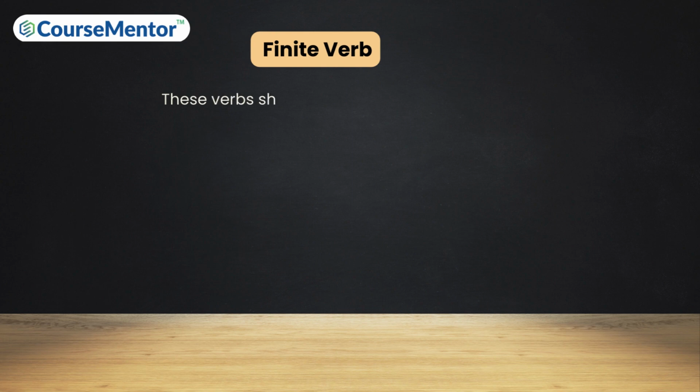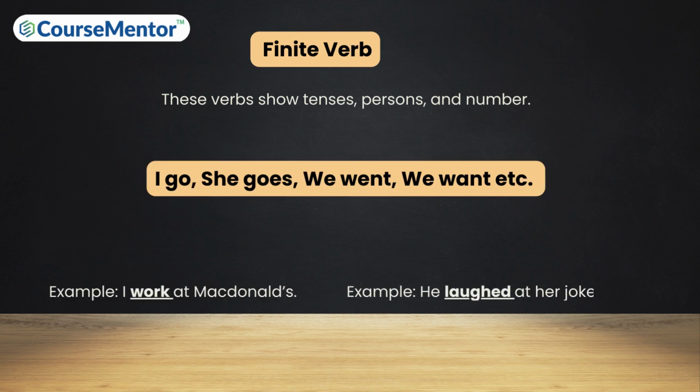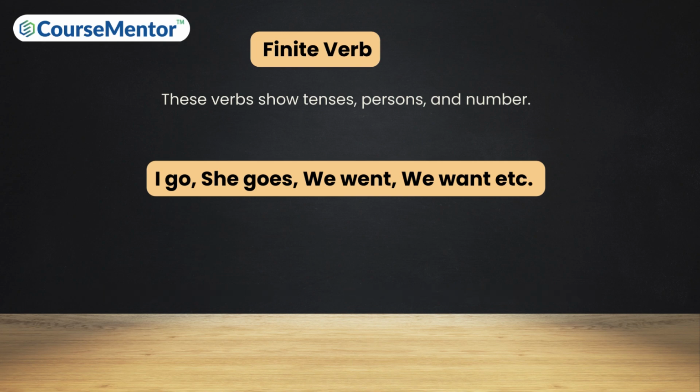Finite verb. These verbs show tense, person, and number. So the sentence can include I go, she goes, we went, etc. For example, I work at McDonald's. He laughed at her joke. With finite verbs, it is important that the verb agrees with the tense, person and number within the sentence.